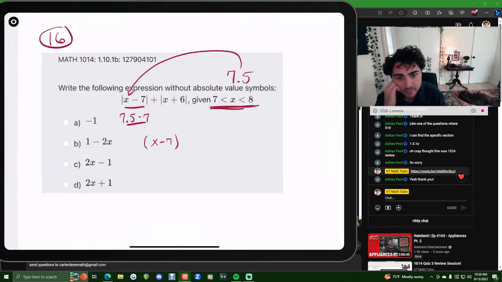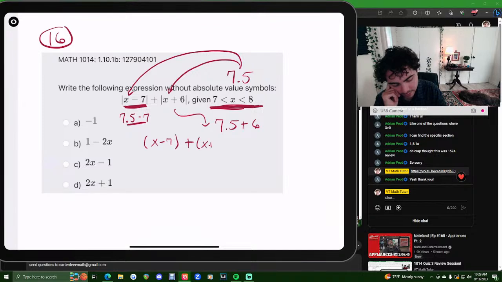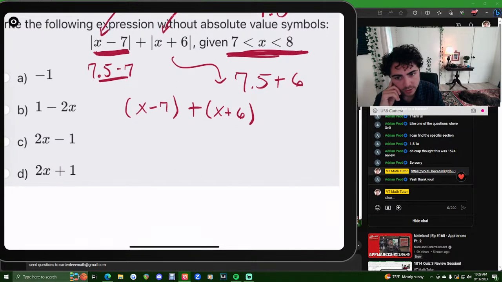Had we plugged in a value, say 6, that would have made the inside of the absolute value bars negative, then we would have tacked on a negative. But the x values are between 7 and 8, so we couldn't plug in 6. Now we do the same thing with this one. If we plug in 7.5 in place of x, we have 7.5 plus 6. That's a very positive value, so we can just leave the x plus 6 as a positive when we drop the absolute value bars. So now we can simplify this. We can drop the parentheses.